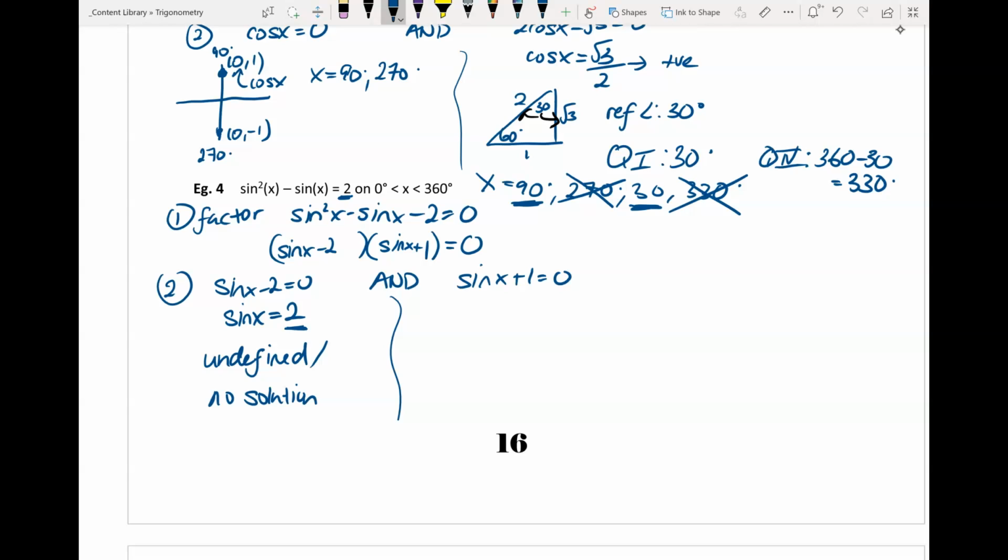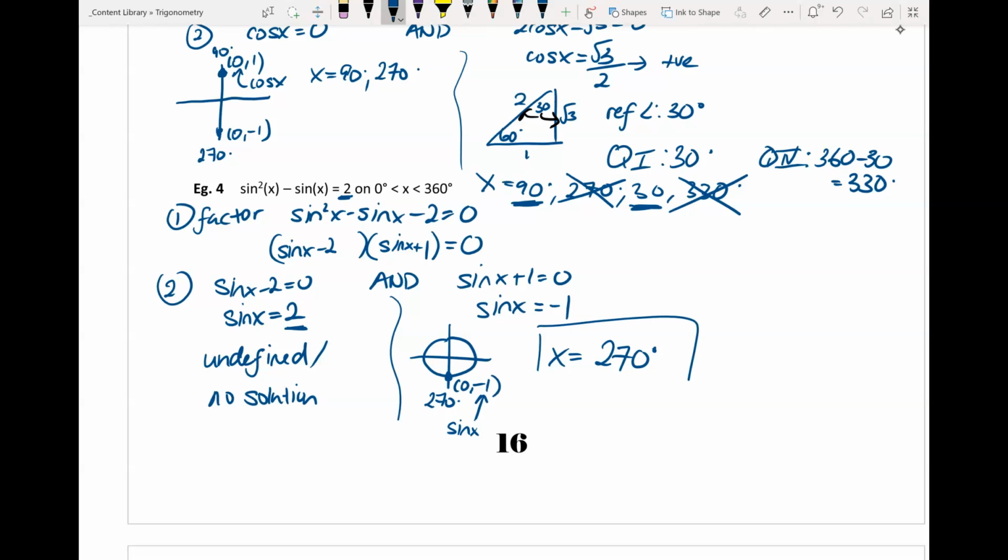On the other side, I'm going to subtract 1 on both sides to get sine x is equal to negative 1. This is going to be a point on the unit circle we're going to look at. Remember that sine x is the y coordinate on the unit circle, and this occurs at 270 degrees. So x is equal to 270 degrees, and this was our only answer, x is equal to 270, and that's it.